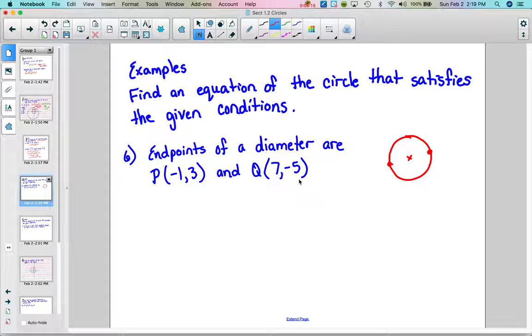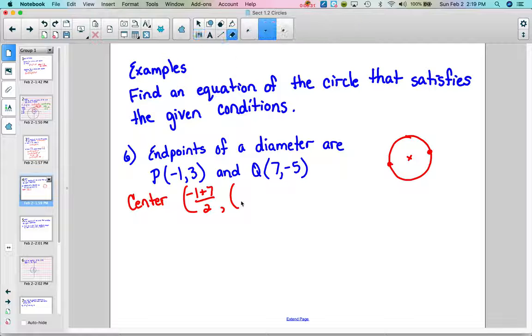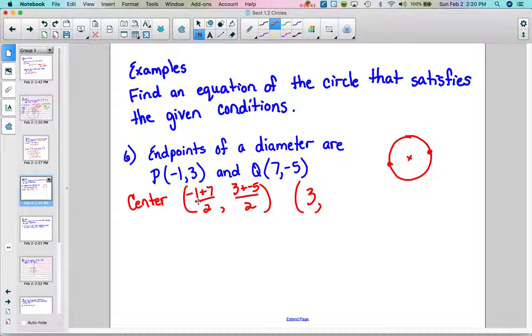Well, the midpoint is just the average of those. So to find the center, you're going to average the x's and average the y's, which is really just the midpoint formula. So we have (-1 + 7) divided by 2, and we have (3 + -5) divided by 2. So that gives me 6 over 2, which is 3, and here we'll have -1. So my center is (3, -1).